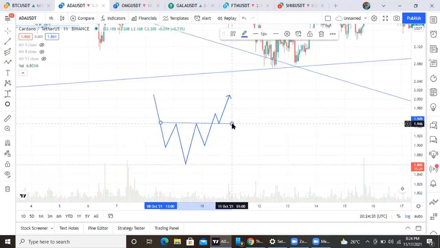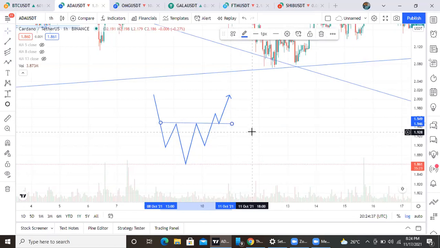So this is how an inverted head and shoulder looks like. It's just like when you turn around the head and shoulder pattern. When you turn it upside down, that's how the inverted head and shoulder looks like.